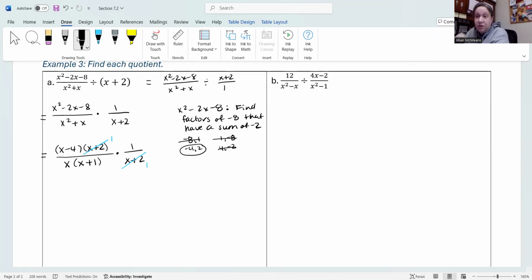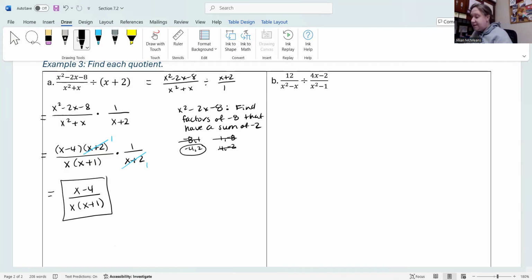There's nothing else that'll divide out, so I would just rewrite this as, well, 1 times x minus 4 is just x minus 4. And then the denominator is just going to be x times x plus 1. And you can leave it in this factored form. So that would be your final answer.